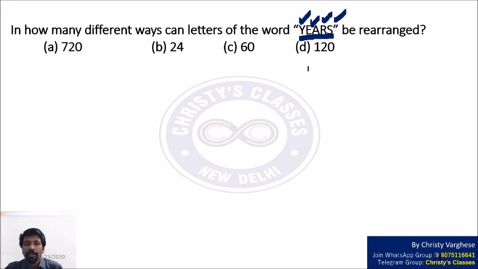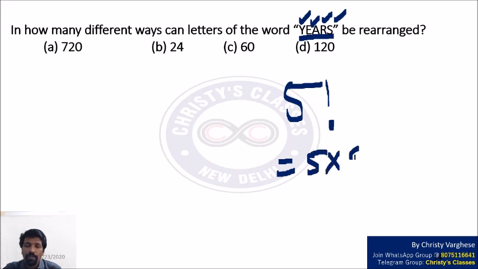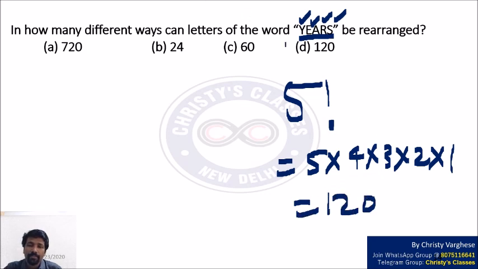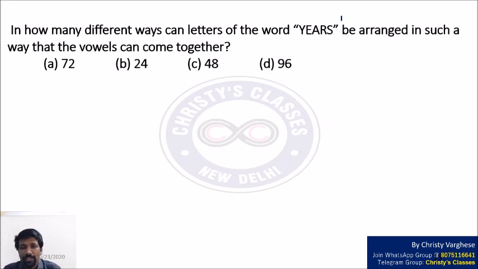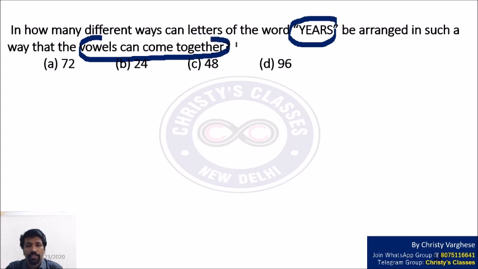Anyway, years has 5 letters, so 5 factorial will be the answer. 5 factorial means 5 into 4 into 3 into 2 into 1. That is 120 is the answer. Option D, 120. Now another twisted way the same question can be asked is like this. Same word YEARS itself. How many ways can it be arranged in such a way that the vowels come together?